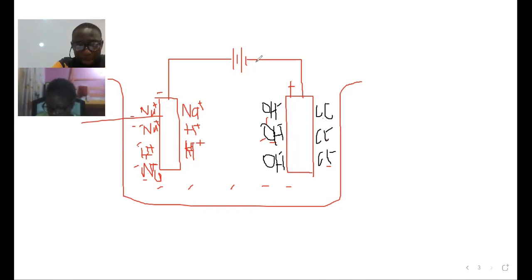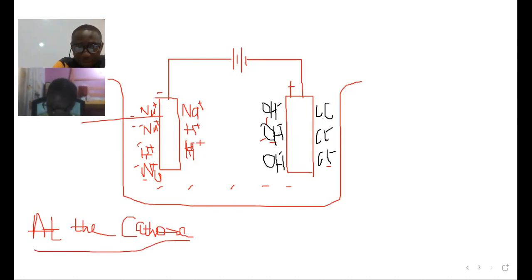Okay, so with this now, we are expected to write out the reactions that happen. What happens at the cathode? Remember, we said at the cathode, both sodium ion and hydrogen ion migrate to the cathode. Can you tell me, with these things we've discussed, what flows to the cathode? Sodium and hydrogen ion, right?